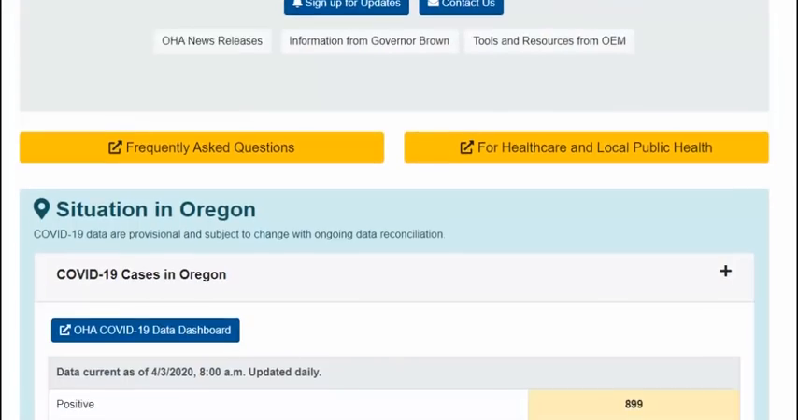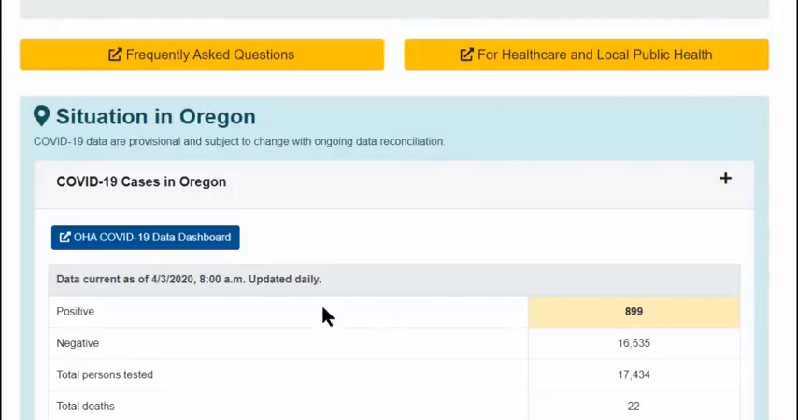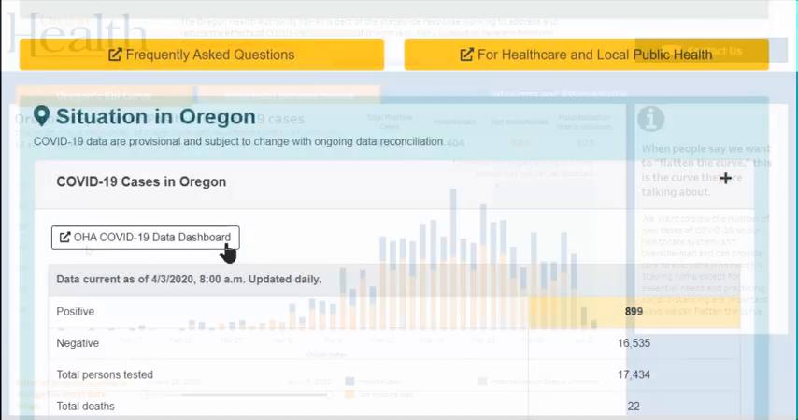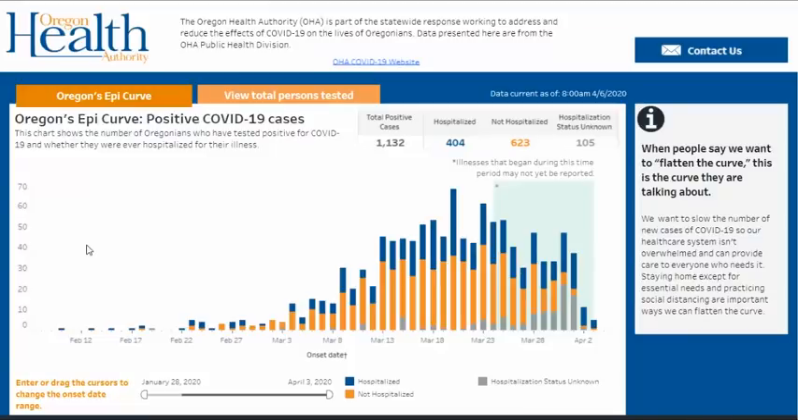OHA has a new dashboard available to help visualize COVID-19 data and trends in Oregon. The two graphs show Oregon's EPI Curve and the number of Oregonians who have been tested for COVID-19. First, let's look at the EPI Curve. When we say we want to flatten the curve, this is the curve we're talking about.